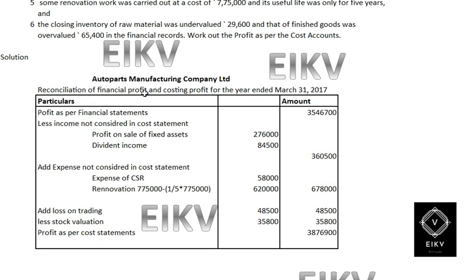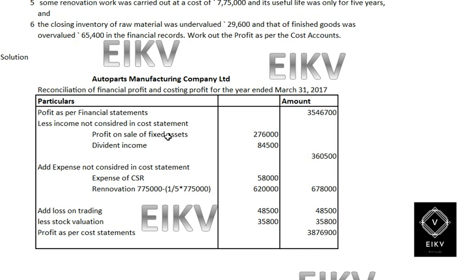Heading: Autopart Manufacturing Company, reconciliation of financial profit with costing profit for the year ended 2018. First of all, I have written profit as per financial statement. The amount is 35,46,700. After that, we need to less some of the incomes which have been affected in the financial statement, but that income will not be considered in cost statement. So such income we need to deduct.